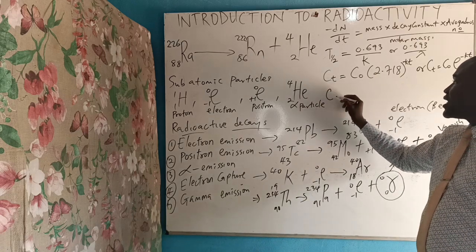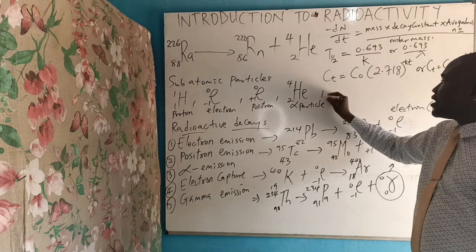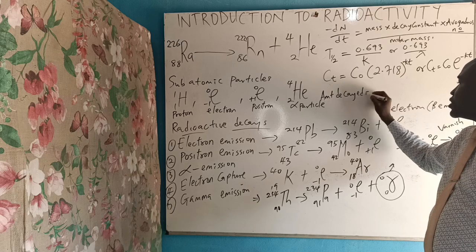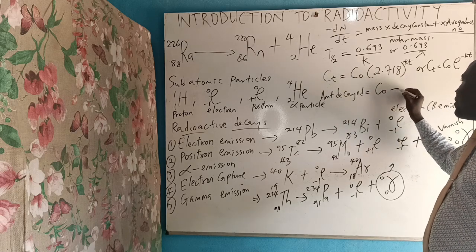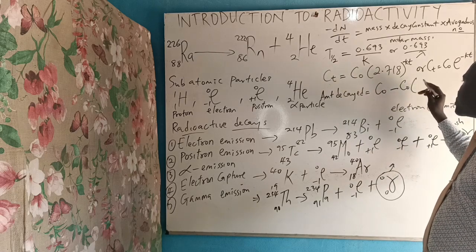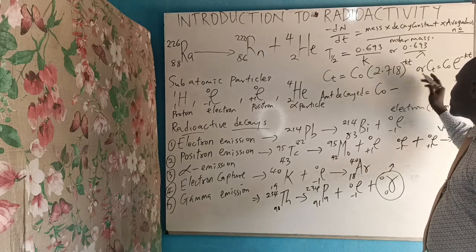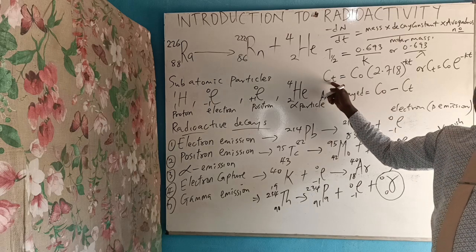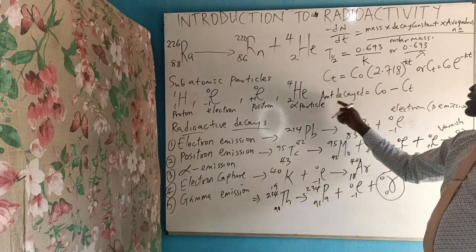Then the amount decayed is equal to C_0 minus C_t, the initial amount minus the amount that remains. You get the amount that decayed.